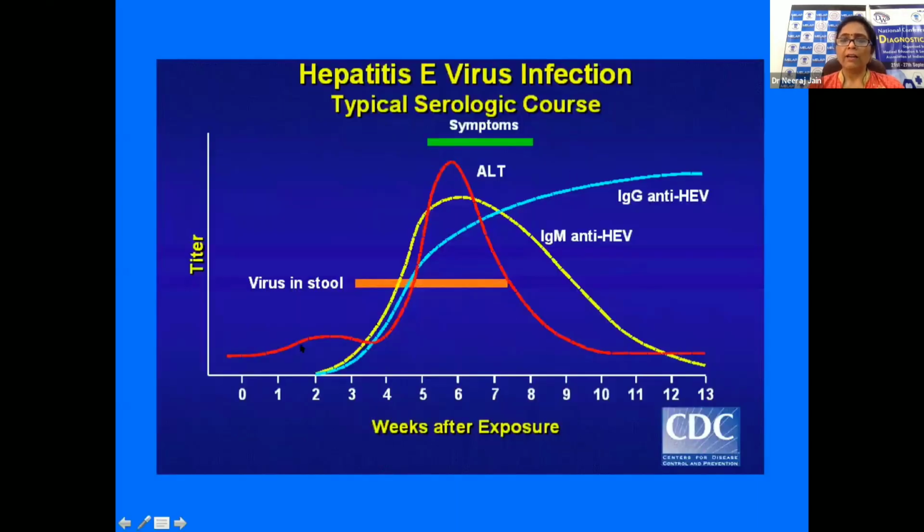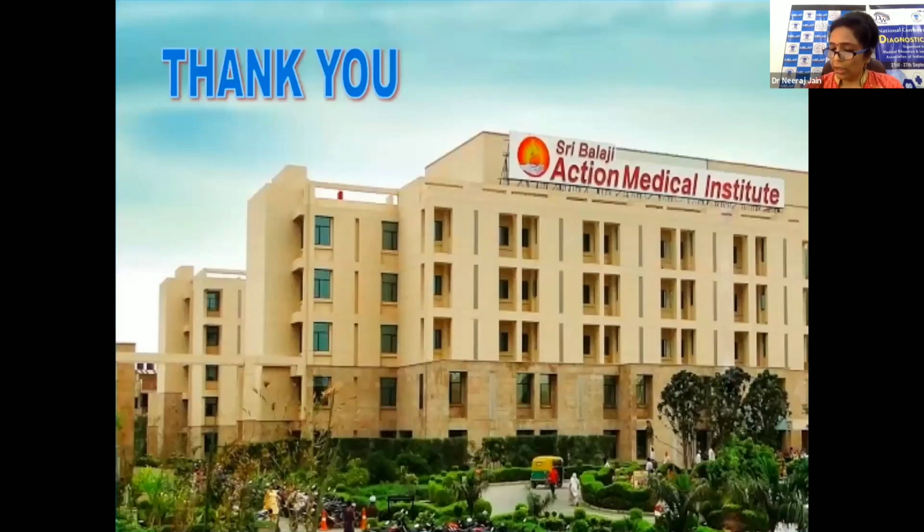This is the last graph, which shows that the patient becomes symptomatic. So in the symptomatic phase, what will happen? The IgM antibody will stay and will come down in around 12 to 13 weeks of exposure, and IgG is going to stay. So acute response is IgM, chronic response is IgG. Just by looking at these two antibodies, we can say this person was infected with hepatitis E.